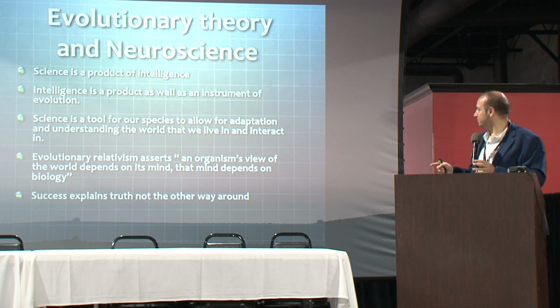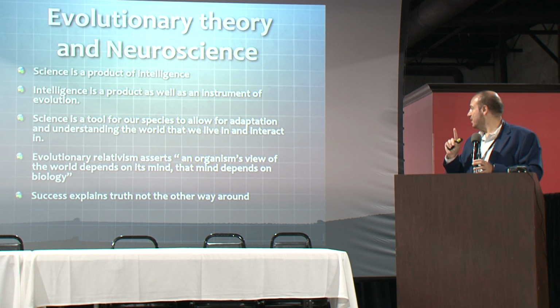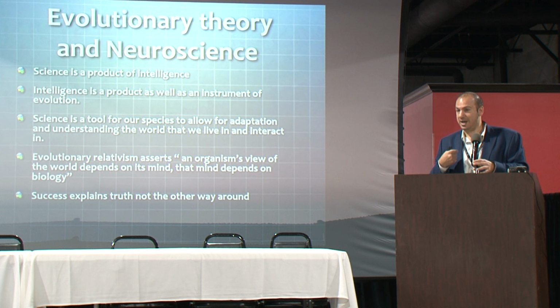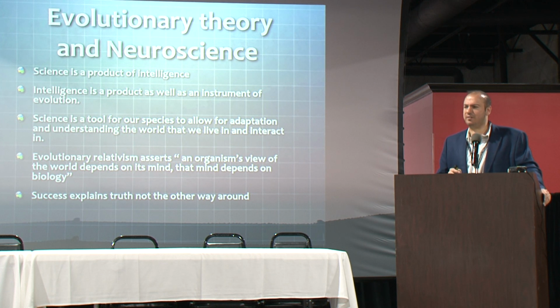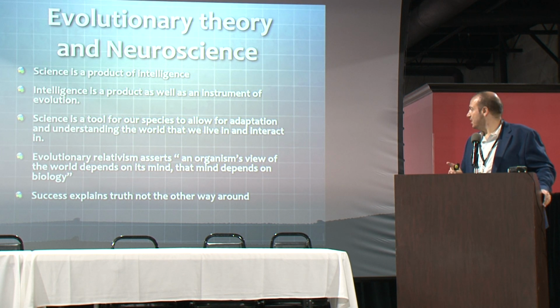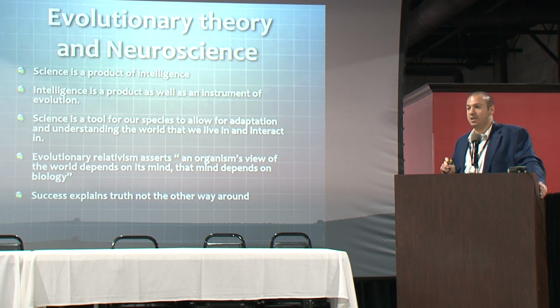So science is a tool for our species to allow first and foremost adaptation and understanding in the world. Science and intelligence did not evolve in us to discover what's out there. They evolved to help us adapt, like any other species. So, based on that, evolutionary relativism asserts, and this is based on Dr. Gonzalo Molivar's research and work, that an organism's view of the world depends on its mind. That mind depends on biology.